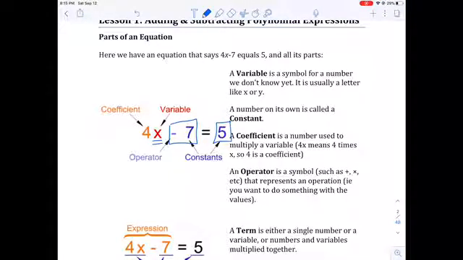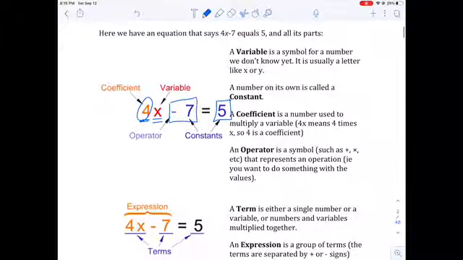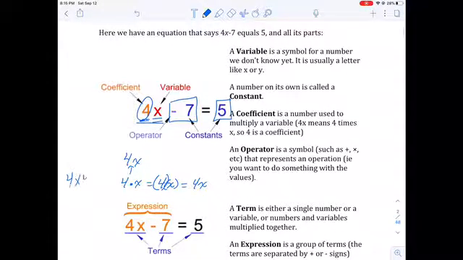A coefficient is the term we use for the number in front of the variable. So in this case, 4 is my coefficient, okay? And of course, if I say 4x, that means 4 times x. The reason we don't write the times sign is because if we wrote 4 times x, that just gets complicated and weird looking, right? So we just write 4 beside the x, but we know that means multiply.